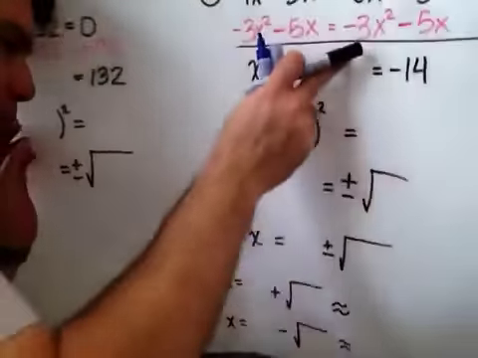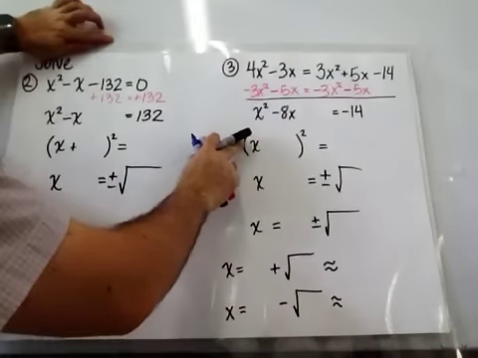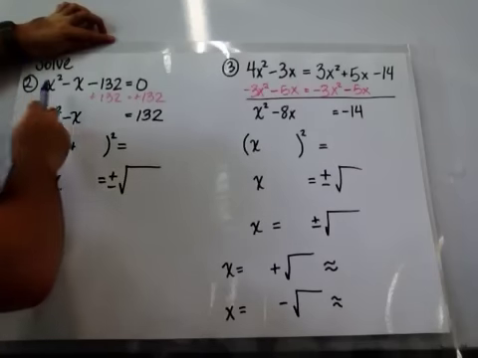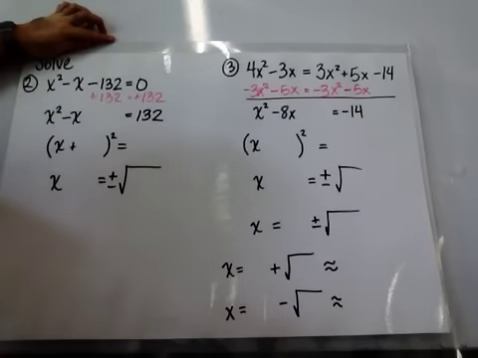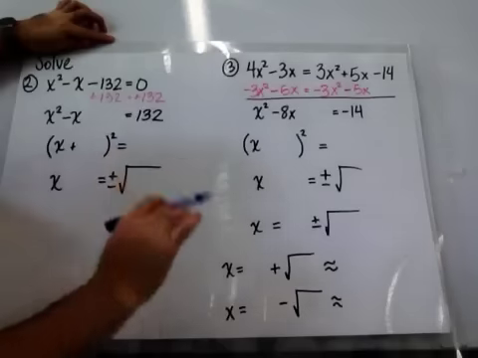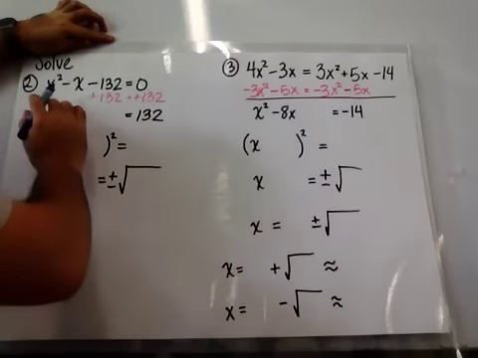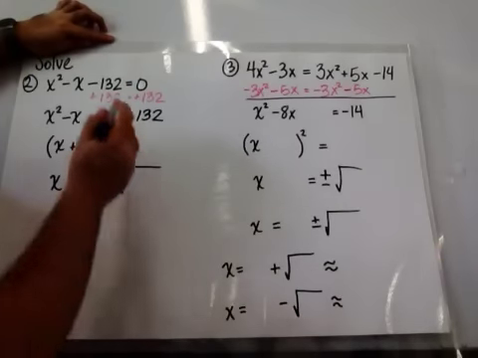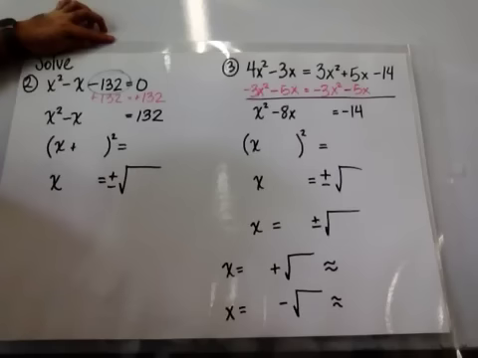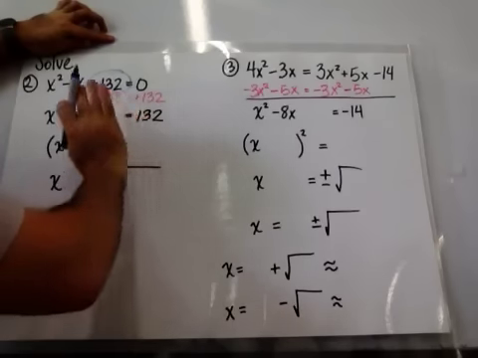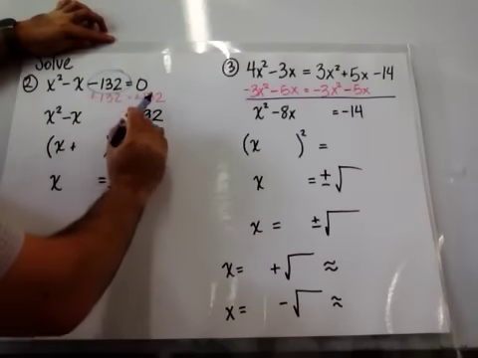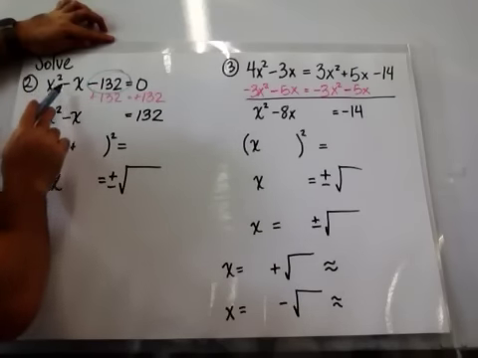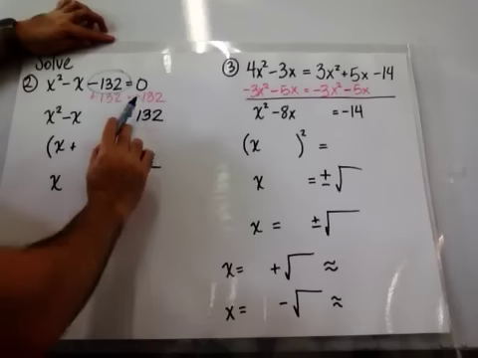Let's see another one. We have this equation, x squared minus x minus 132 equals 0. We want to solve it by completing the square. We can only work with the x squared and the x on one side of the equation. So the 132 bothers us. Easy. We cancel it and put it on the other side. We add 132 on this side, 132 on the other side. This cancels, so we get x squared minus x equals 132.